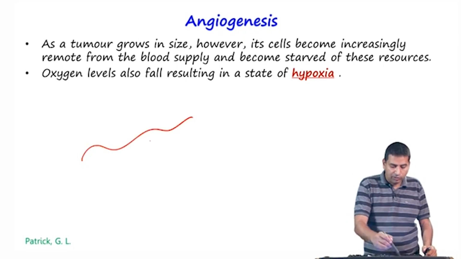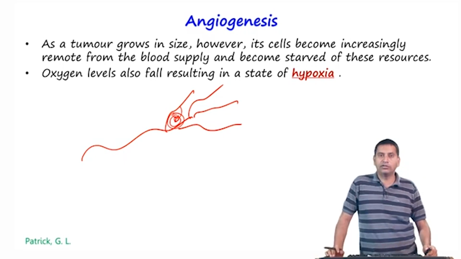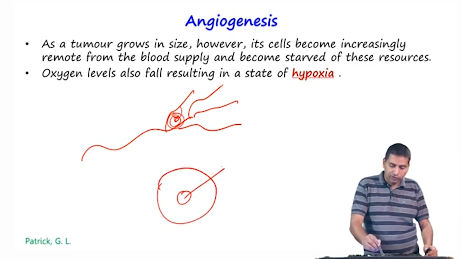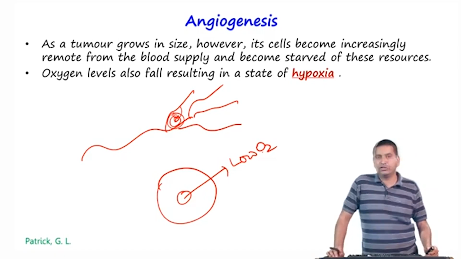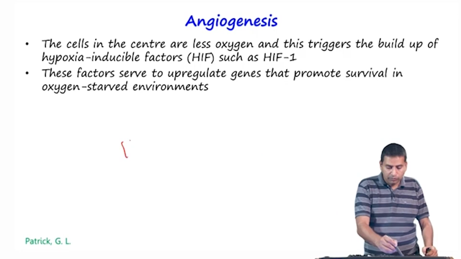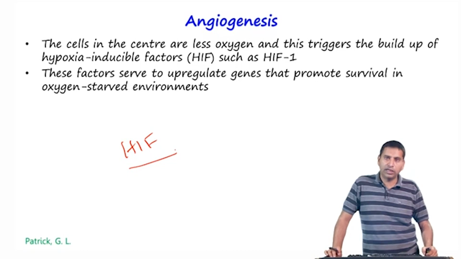So, let us say you have a blood capillary network like this, and the tumor is located here. As it grows bigger and bigger, the distance from this blood vessel goes higher and higher. So, this results in the center of the tumor having low oxygen tension. This situation is called hypoxia. So, the cells in the center have less oxygen, and this triggers the buildup of an important protein known as hypoxia inducible factor, or HIF. An example of this is HIF1.